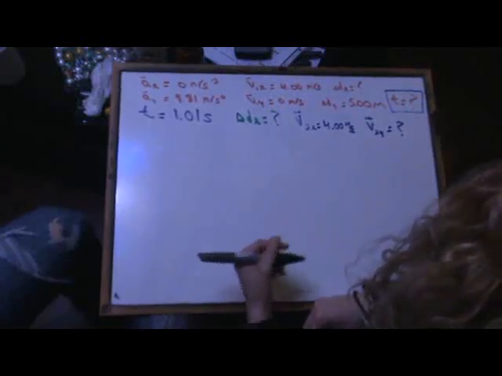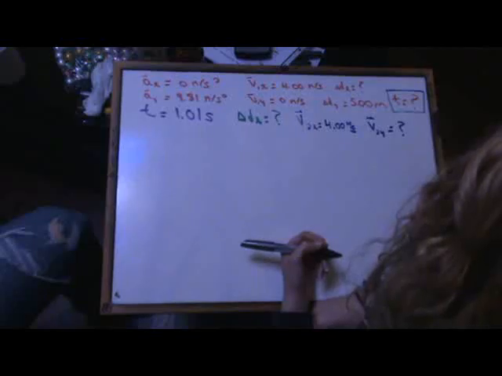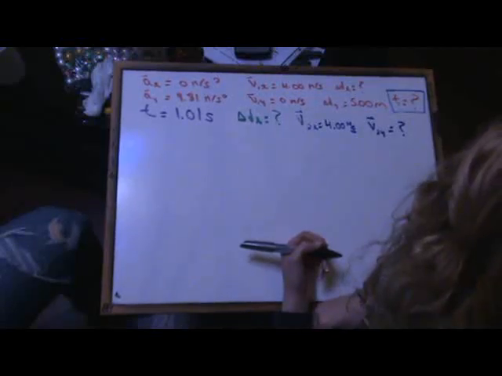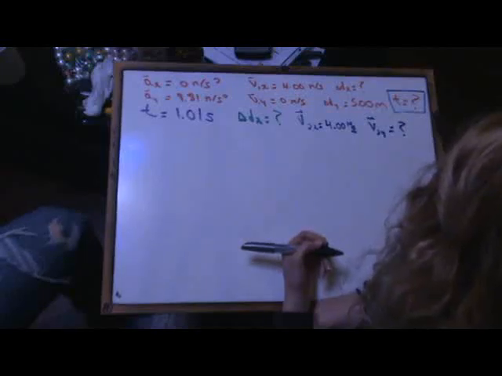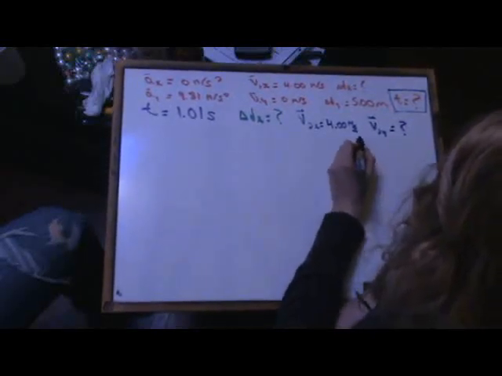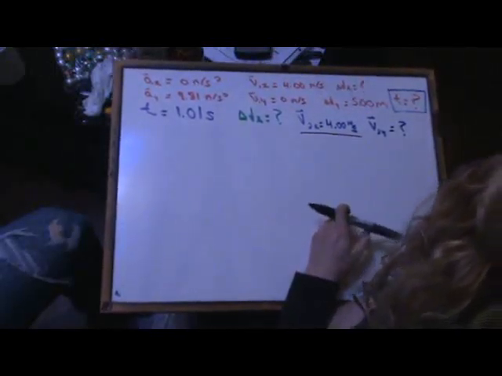In the third problem, we will be finding impact velocity. To find impact velocity, v2x and v2y must be found. Since v1x equals v2x due to no acceleration in the x direction, v2x equals 4.00 meters per second.